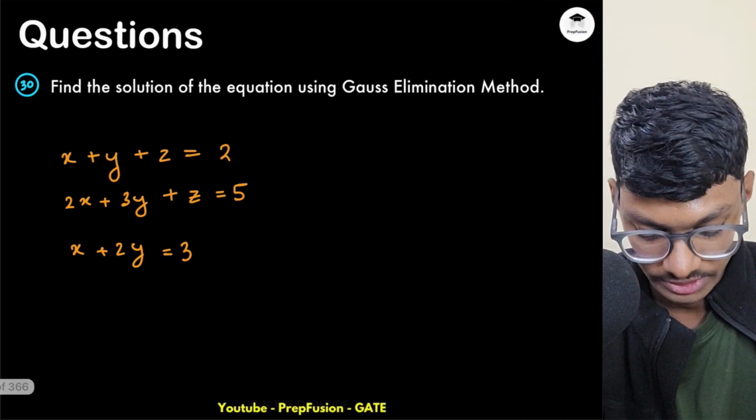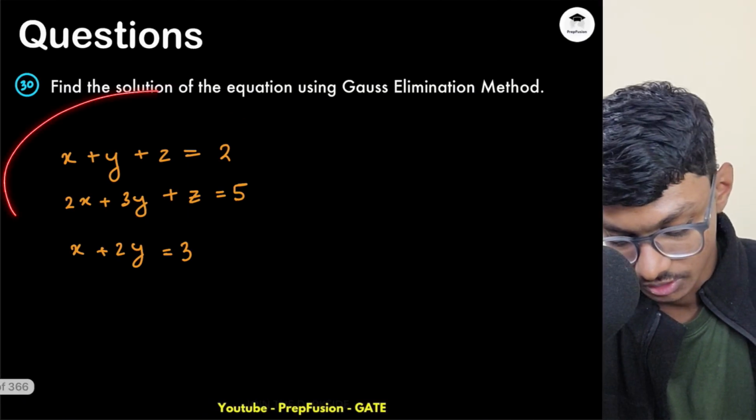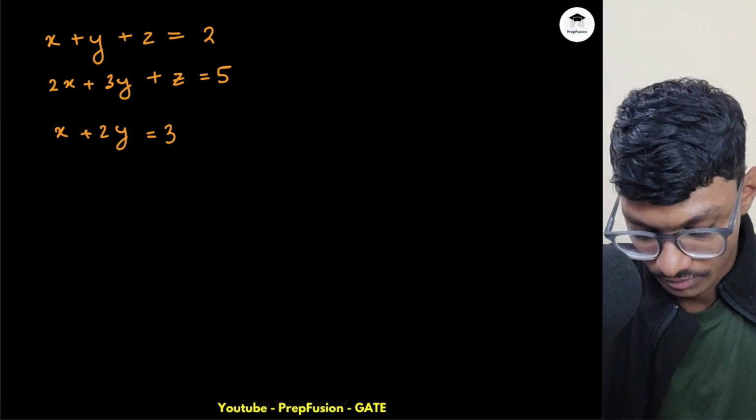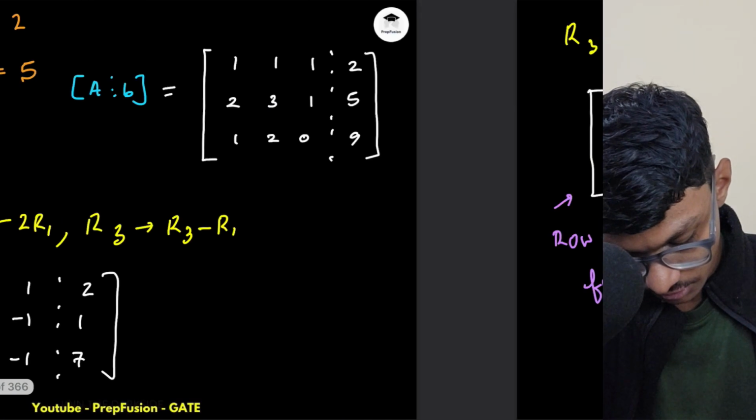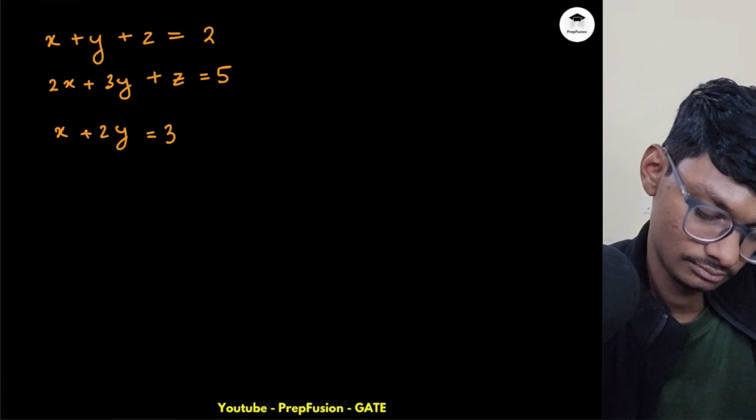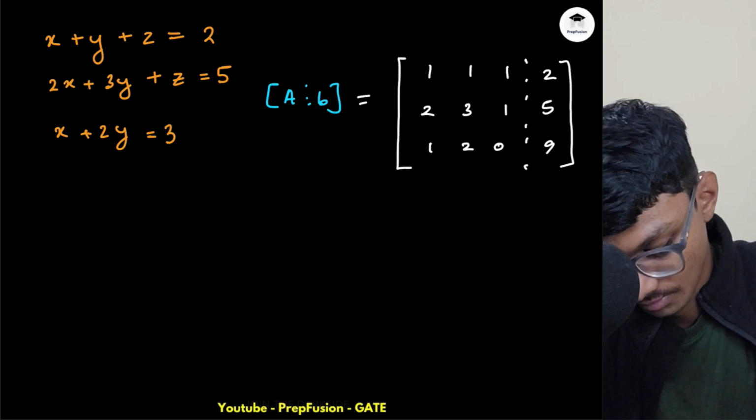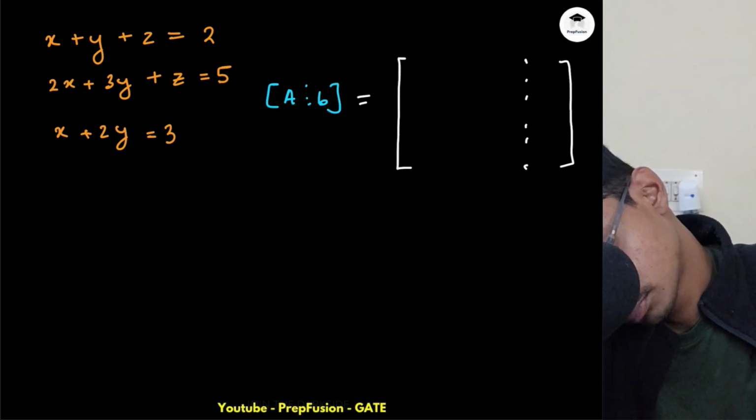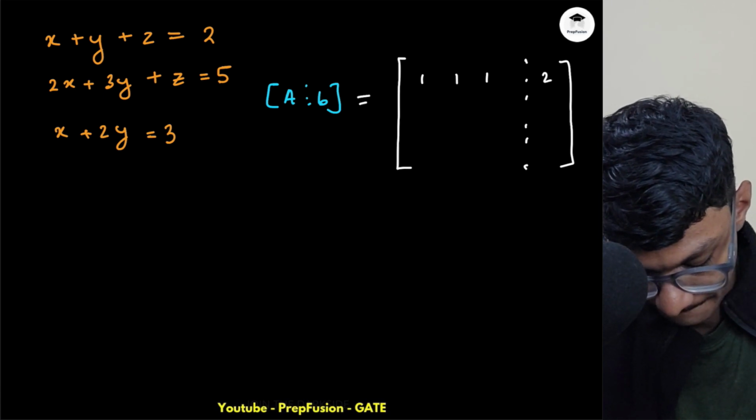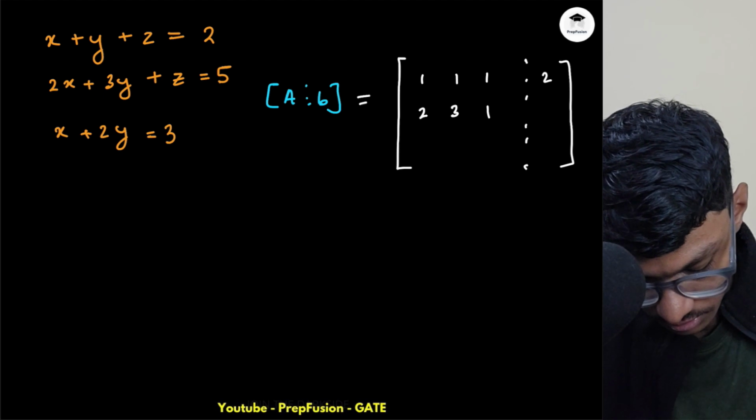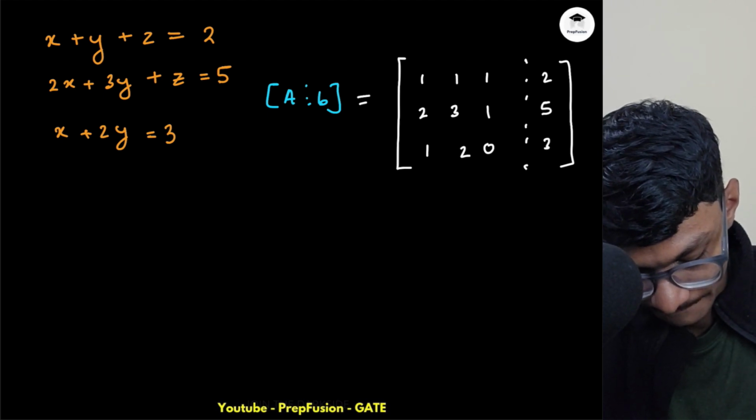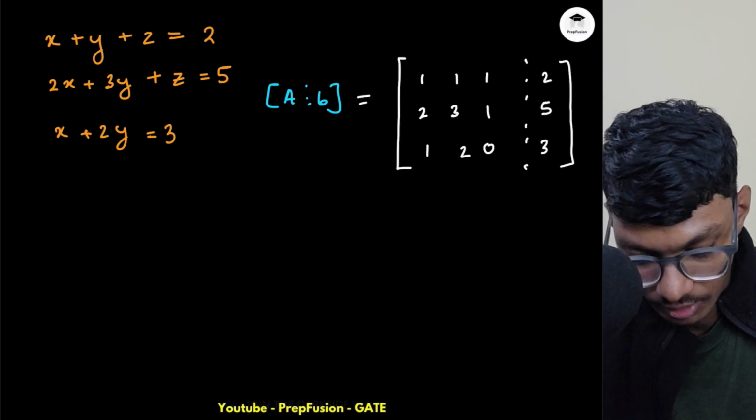We'll also talk about the rank. Basically, rank is equal to the number of pivots itself. So let's now talk about this. Again, I will copy this and write the coefficient matrix, and convert it into row echelon format. So basically this will become 1 1 1, 2 2 3, 1 5 1, 2 0 and 3.